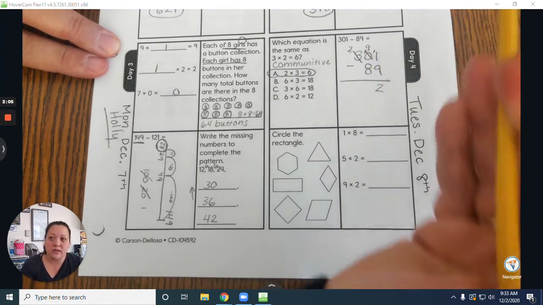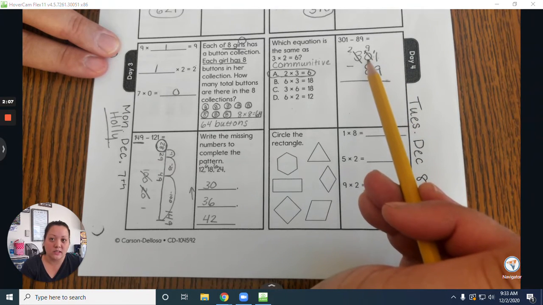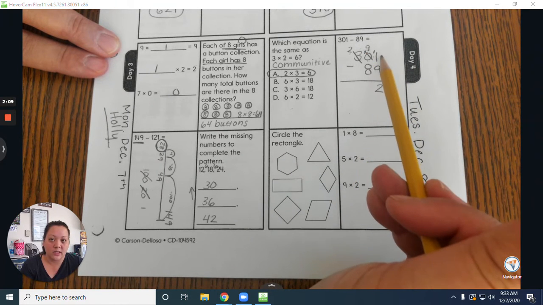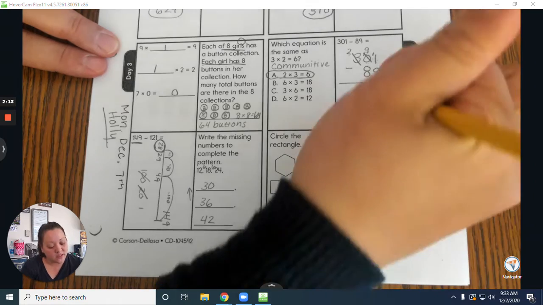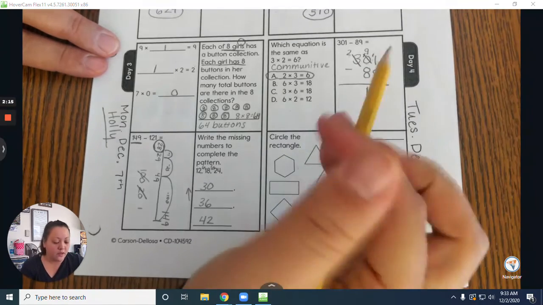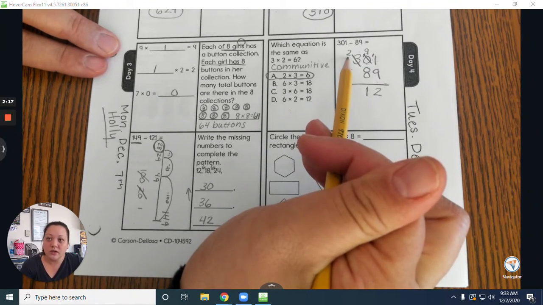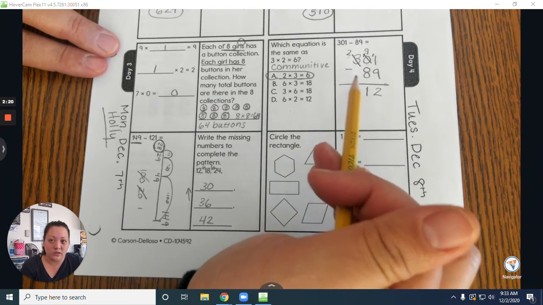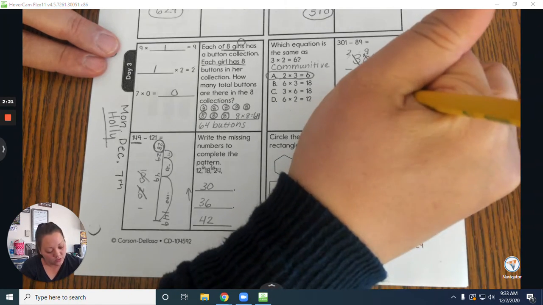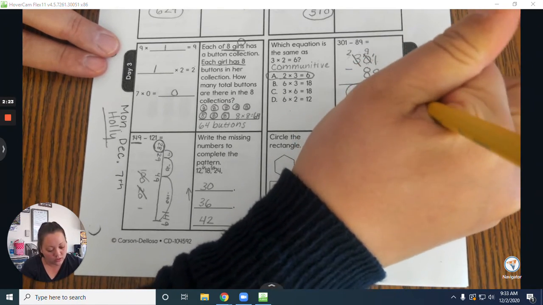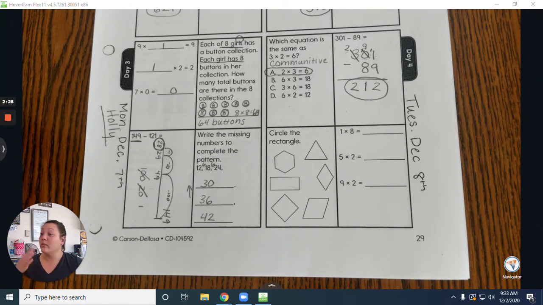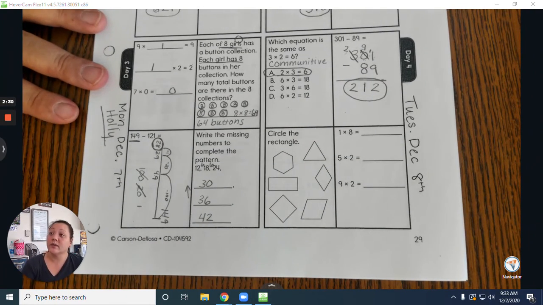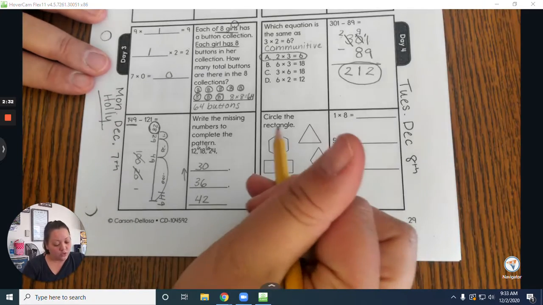I have 90 because I had to borrow, I gave this one a 10 right here, but then I had to borrow a 10 to make this one 11. So 90 minus 80, or 9 minus 8 is 1. And I have 2 left over here. 2 minus 0, because there's nothing in the 100 spot, is 2. So it's 212. I'd like for you to try borrowing, but if you figured it out a different way, that's totally fine.